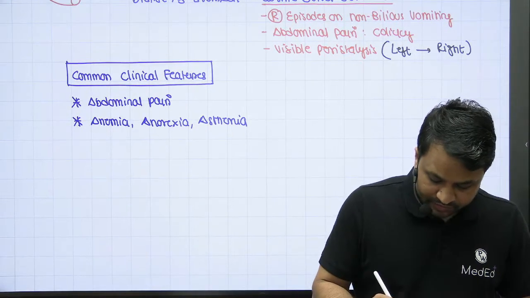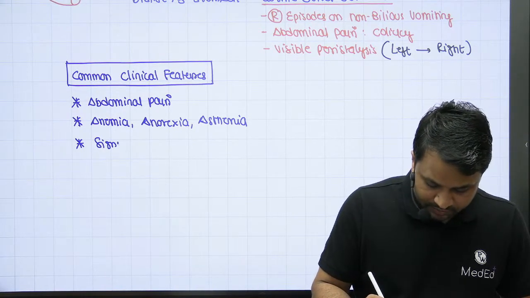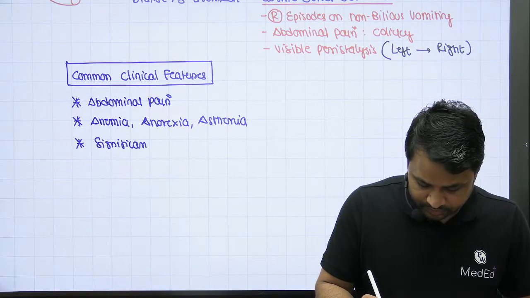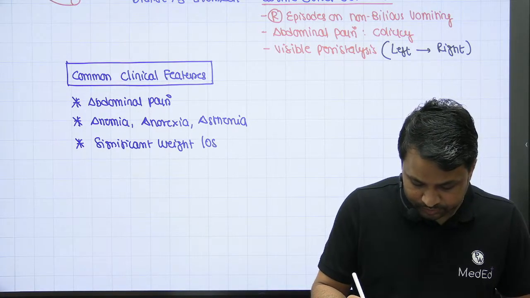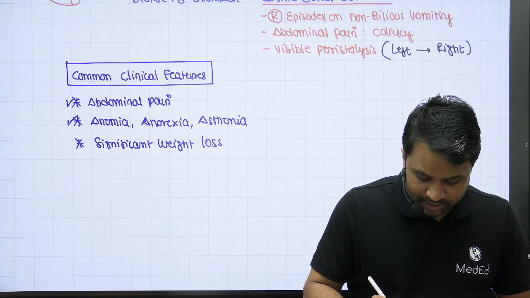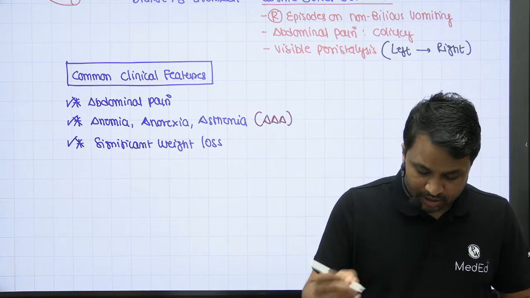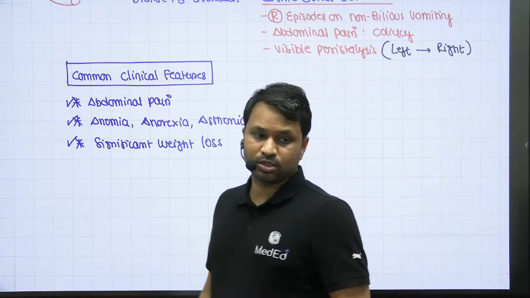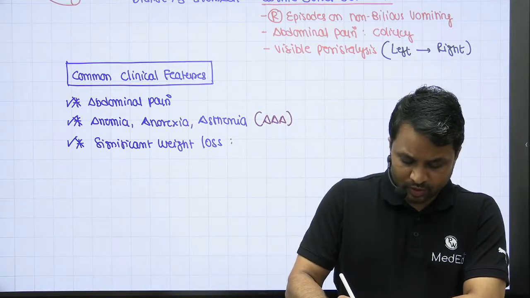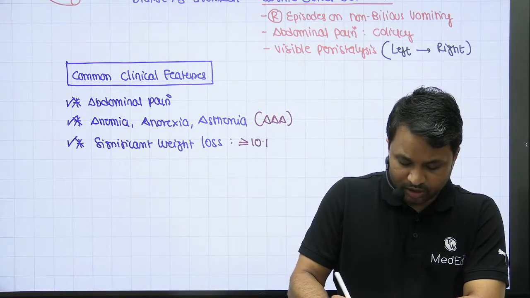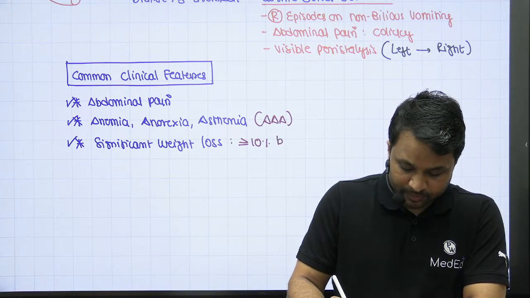Then you have significant weight loss. So abdominal pain, anemia, anorexia, asthenia, which is called the triple A of any malignancy, and then significant weight loss. I hope everybody knows, how much is a significant weight loss? When there is a decrease of more than or equal to 10% of body weight.